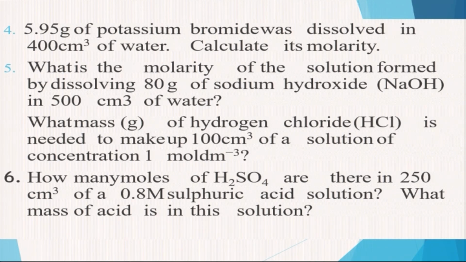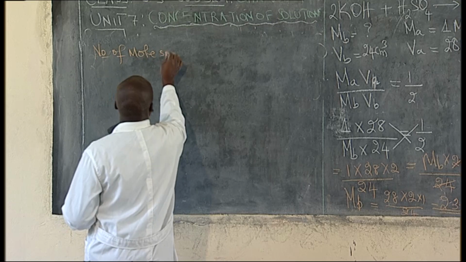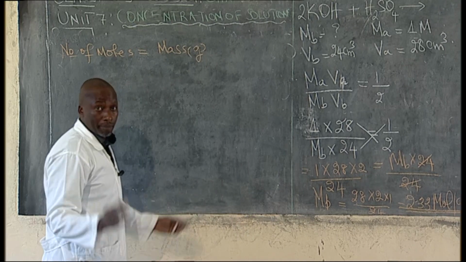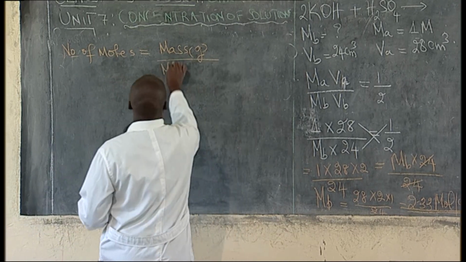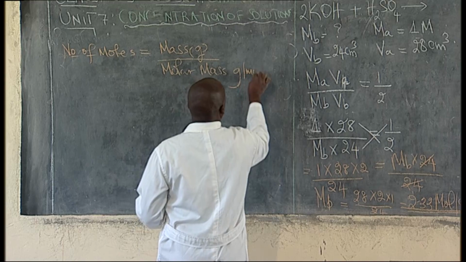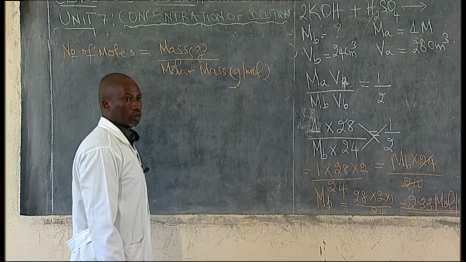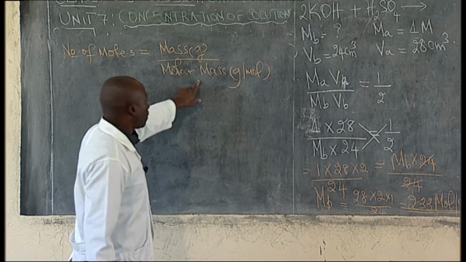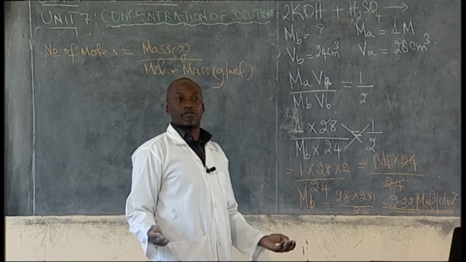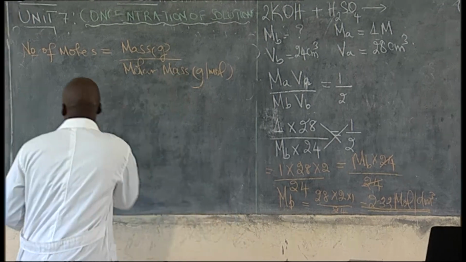So you have 5.95 grams. So we need the number of moles. How do we get the number of moles? You remember from senior 2 that number of moles is equal to the mass. The mass has to be in grams, remember that? Divided by the molar mass. The molar mass has to be in grams per mole. So this is the number of moles. So that means we need to calculate the molar mass of potassium bromide. We don't have the molar mass of potassium bromide, so we need to calculate it.